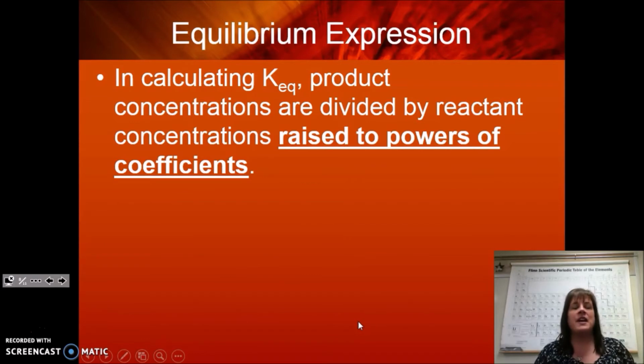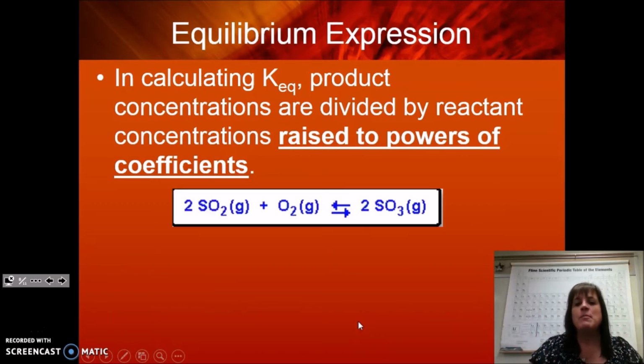So one thing about KEQ is that we're going to have to pay attention to those coefficients. You know, the coefficients that we put when we balance an equation. We're going to actually raise the concentration of the product or a reactant to the power of its coefficient. So what I mean by that is here's a reaction of sulfur dioxide.